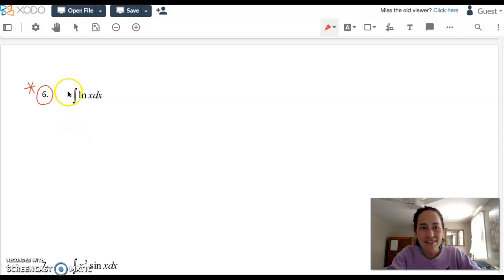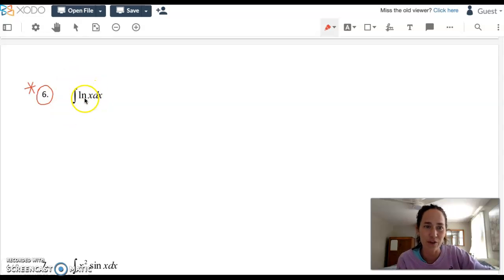Looking at number 6, I wonder how much this problem surprises you. It surprises me that I've never asked you to take the integral of the natural log of x. You may think I have, but I haven't. We know the derivative of ln is going to be 1 over x. We've actually never integrated it with a basic rule. So integration by parts, surprisingly enough, is going to come to the rescue here.